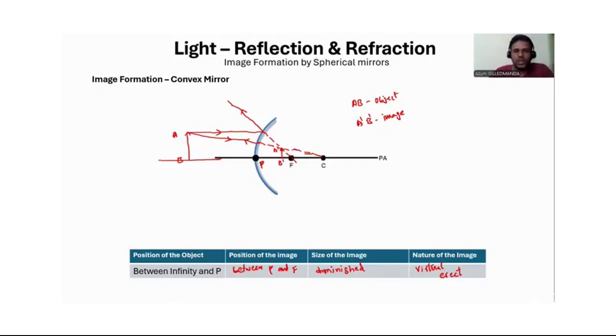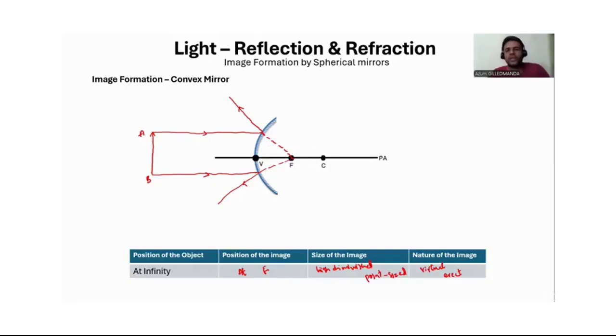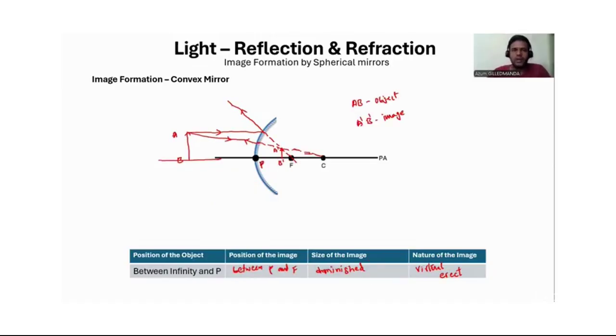There are two scenarios in the convex mirror. One is if the object is at infinity, we'll get the image at F, and it is highly diminished or point size image. The nature of the image is virtual because it is forming behind the mirror. Similarly, in the other scenario, if the object is anywhere between the center of the mirror and infinity on the principal axis, then the image is formed behind the mirror. That is a virtual, erect image, smaller in size than the original object. So it is a diminished image, and it is forming between P, the center of the mirror, and the principal focus.